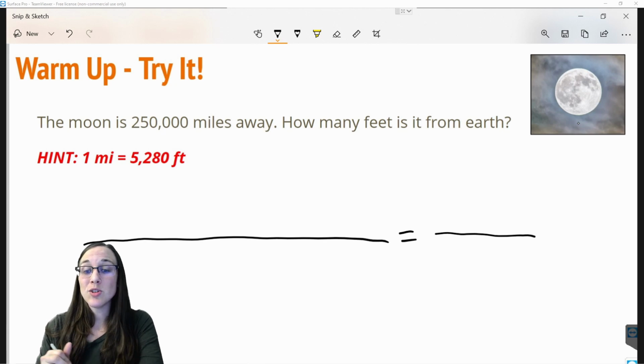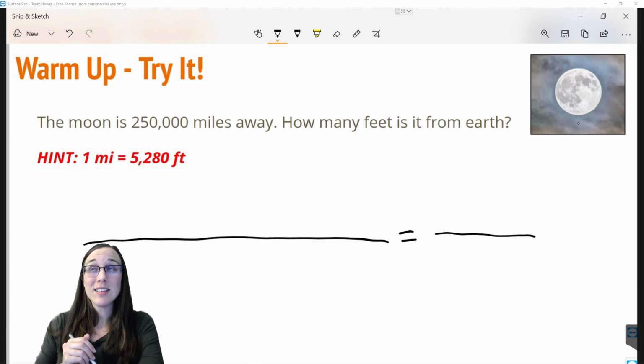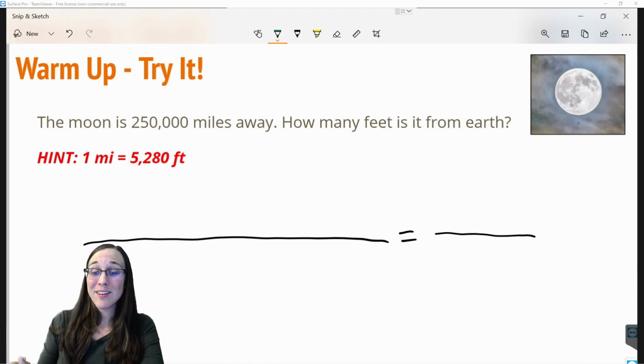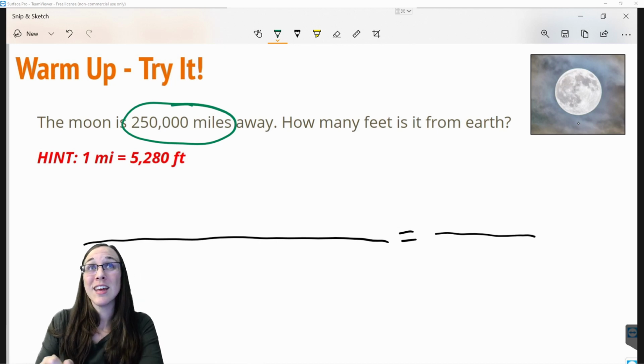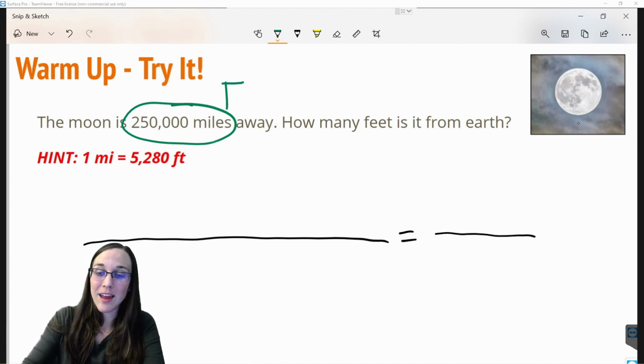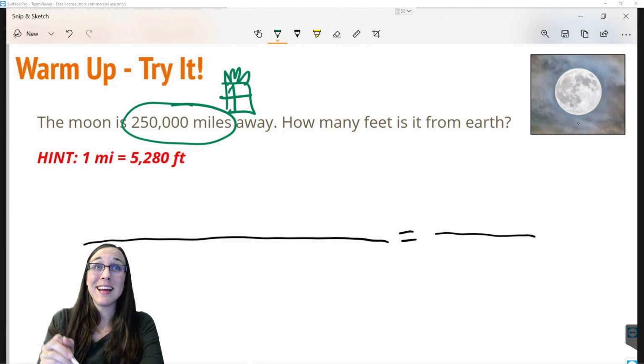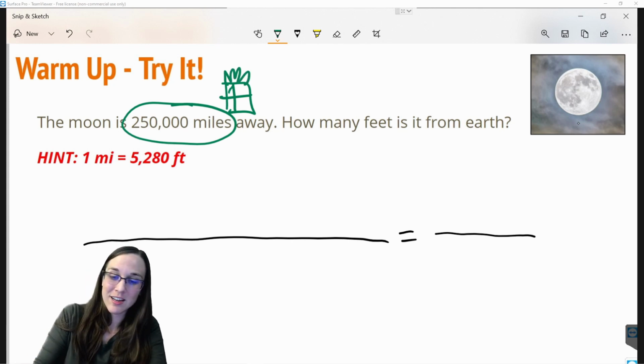The moon is 250,000 miles away from Earth. How many feet is it from Earth? Okay, so now we need to figure out, what did they give us? They gave us a number and units associated with it, and that was our gift. So our pretty gift, hopefully you're noticing, is this 250,000 miles. They gave us our pretty gift all nice and wrapped like a pretty present.